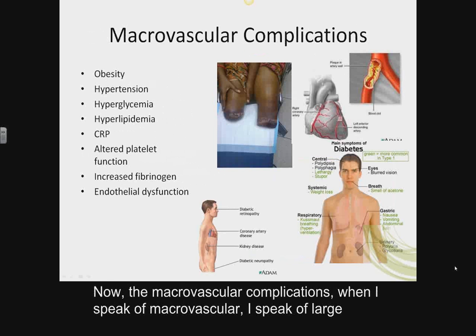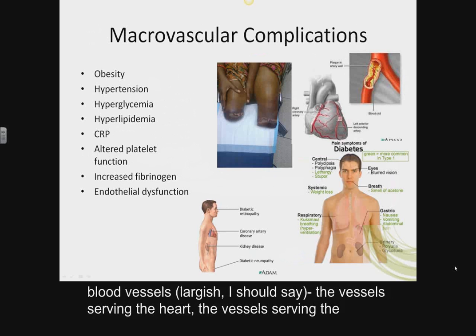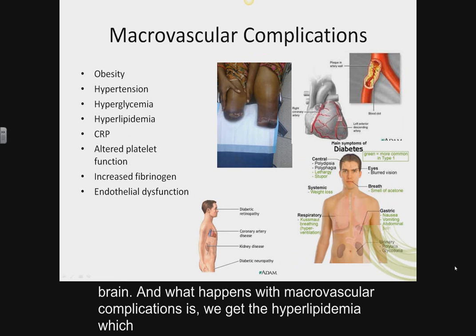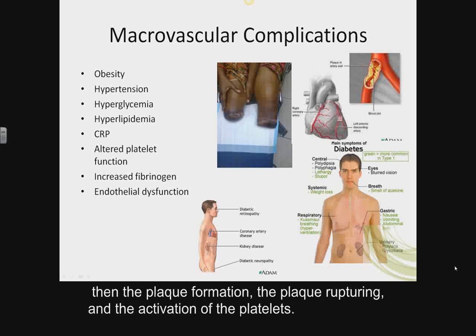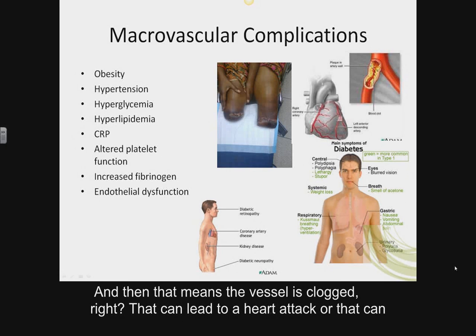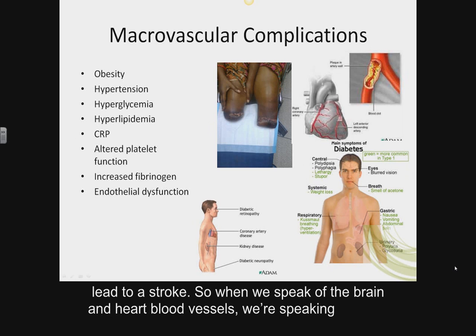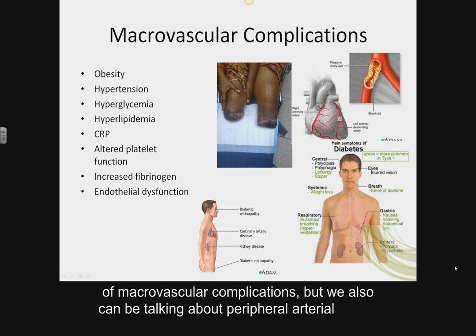Now, the macrovascular complications. When I speak of macrovascular, I speak of large blood vessels, largish, I should say: the vessels serving the heart and the vessels serving the brain. What happens with macrovascular complications is we get hyperlipidemia, which leads to the foam cells, the plaque formation, the fatty streaks, and then the plaque rupturing and the activation of the platelets. And then that means the vessel is clogged, right? That can lead to a heart attack or that can lead to a stroke. So when we speak of the brain and heart blood vessels, we're speaking of macrovascular complications.